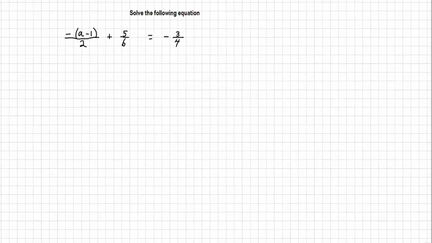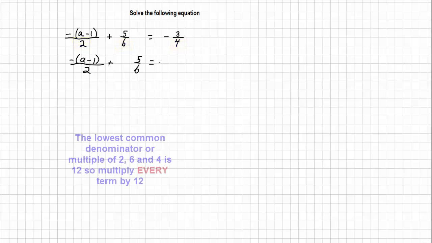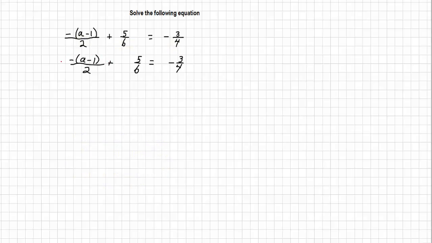To solve this equation, even though there's a binomial in it, I like to get rid of the fractions first, and in order to do that, we multiply every term in the equation by the lowest common multiple or lowest common denominator of the denominators in the equation. In this case, those denominators are 2, 6, and 4, so the lowest common multiple is 12. What we do is multiply every single term in this equation by 12.